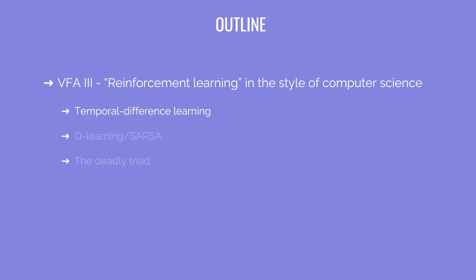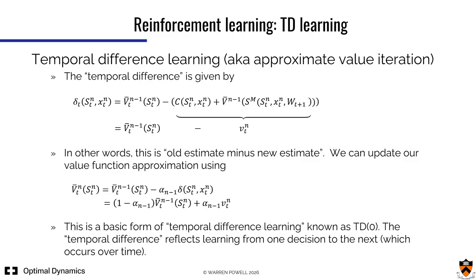This is reinforcement learning in the style of computer science. Let's start with temporal difference learning. This was one of the major cool phrases that Sutton and Barto came up with in the 1990s. This is going to be how it was computed. Let's assume I'm in a state Sn at time n.